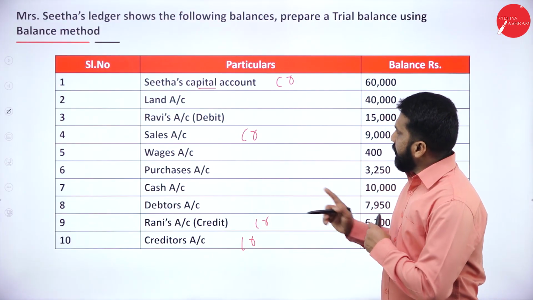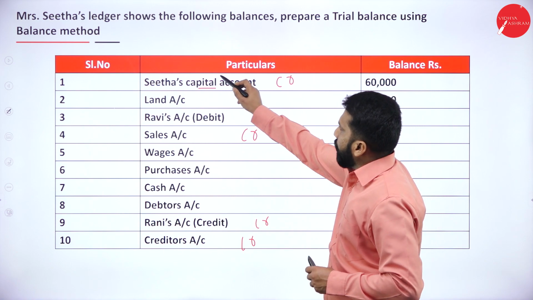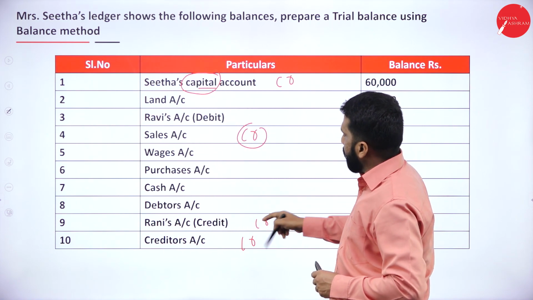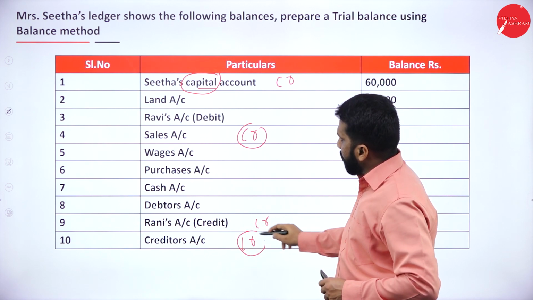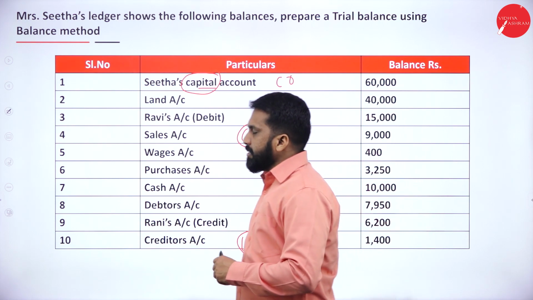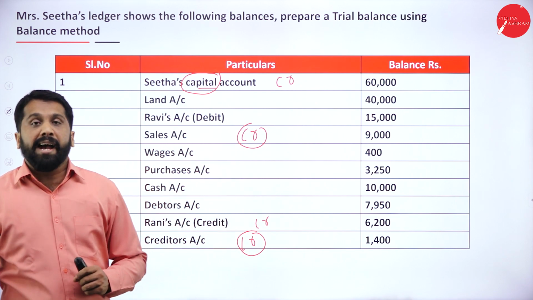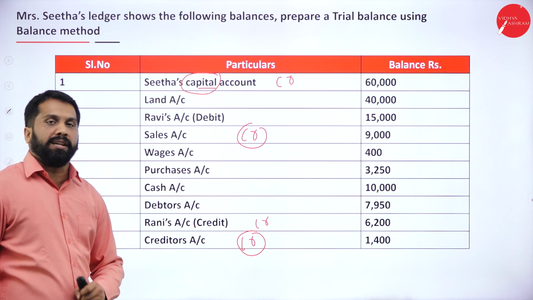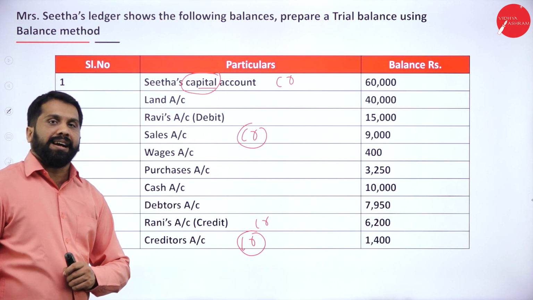As per this, in the answer, capital is always credit, sales always credit, and creditors always credit. This one, Rani's account, means maybe we have taken a loan from Rani. That's why in the question they have mentioned that credit item.